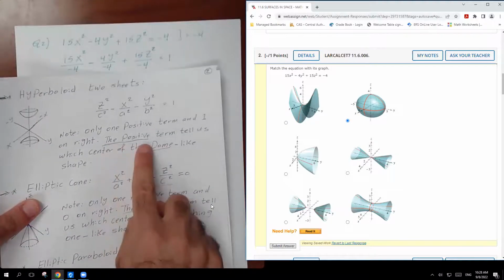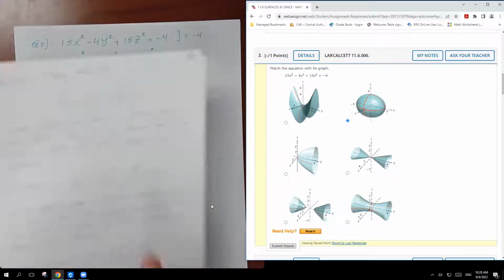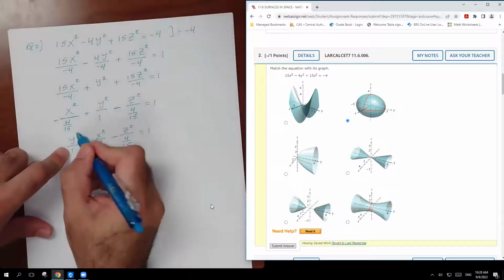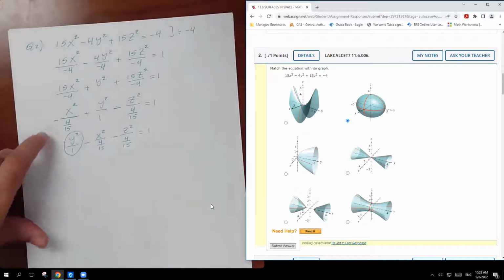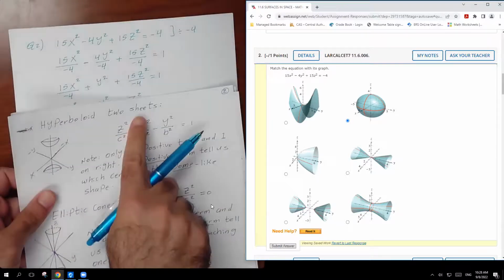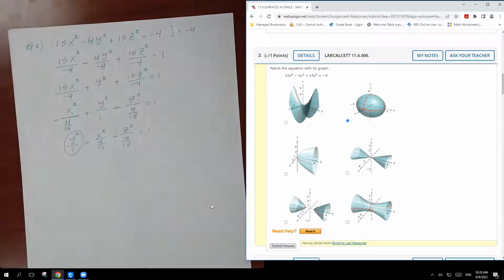The positive term tells us which one is going to be the center of the dome. Where is the positive term? It's y squared. That means it's going to be on the y coordinate. It's a hyperboloid, 2 sheets. Hyperboloid 2 sheets on the y coordinate. So we have to choose hyperboloid 2 sheets.